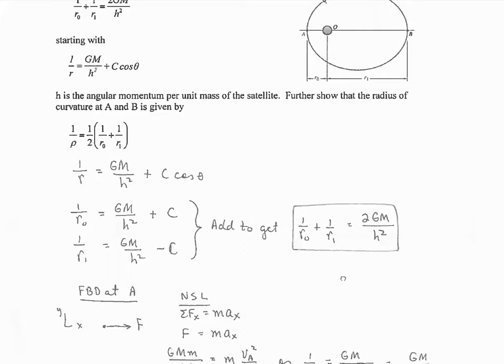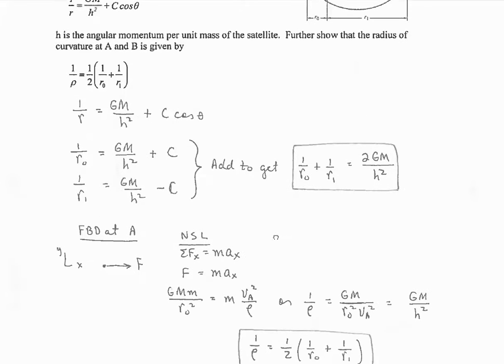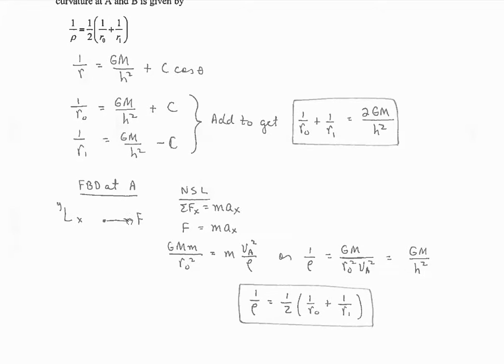Now, we're going to try the second part of the problem, which is to show that the radius of curvature at these points A and B is equal to this right here. If we do a free body diagram at A, we have F right there acting to the right, and it's the universal gravitational force. We call it the X direction. It doesn't really matter, but the sum of the forces in X equals M times A sub X, and the value of the force is GMm over R0 squared, which has to equal m times the acceleration in this direction right here. And the acceleration in that direction is given by the velocity at A squared divided by the radius of curvature.